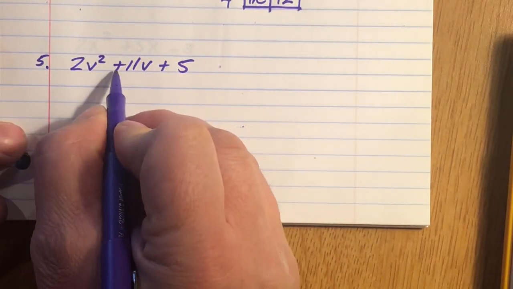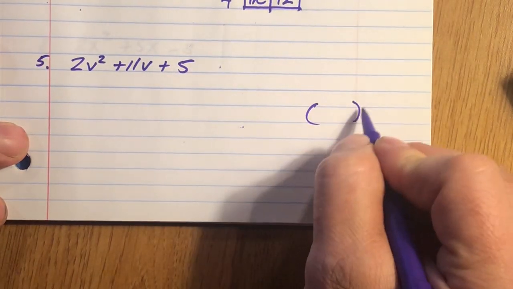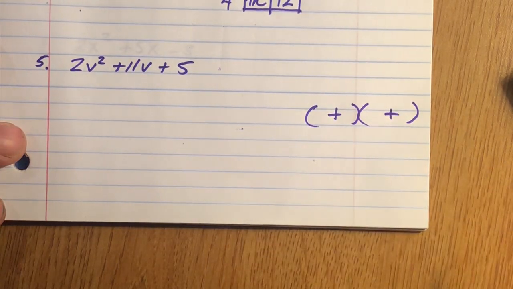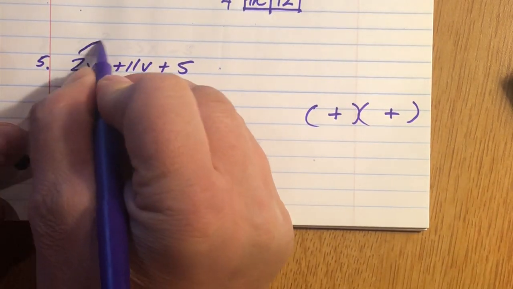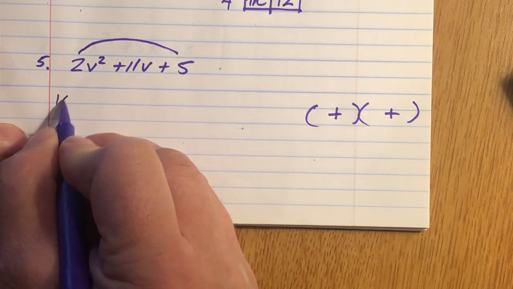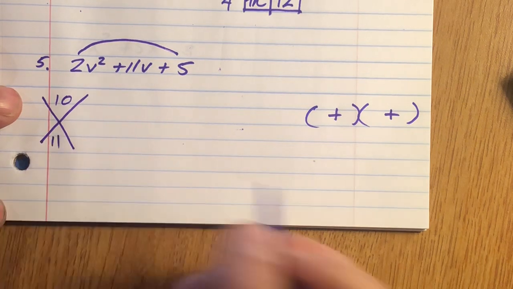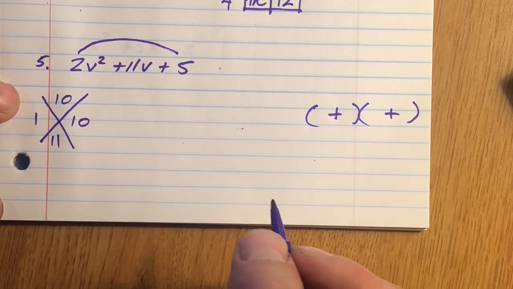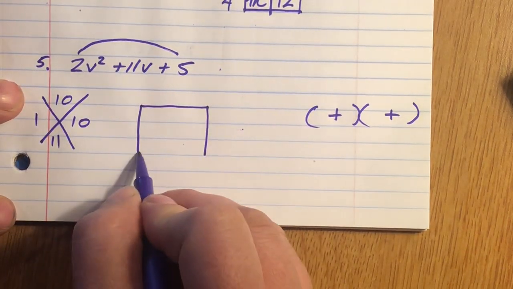All right. Again, look at my signs. Before I do any work, I already know I'm going to have a plus and a plus, because that's a plus and that's a plus. So here we go. Multiply 2 times 5, which is 10. They have to add up to 11. What about 1 times 10? All right, let's make the box.